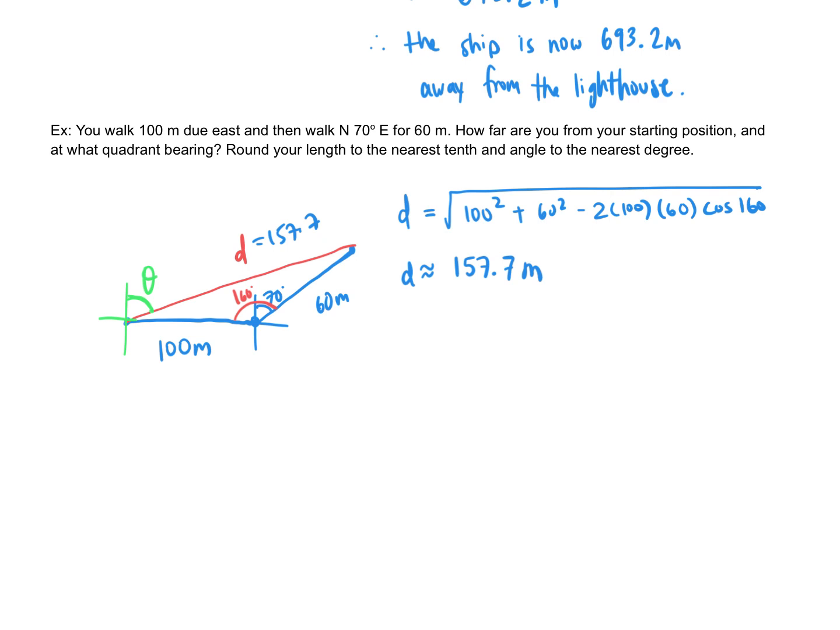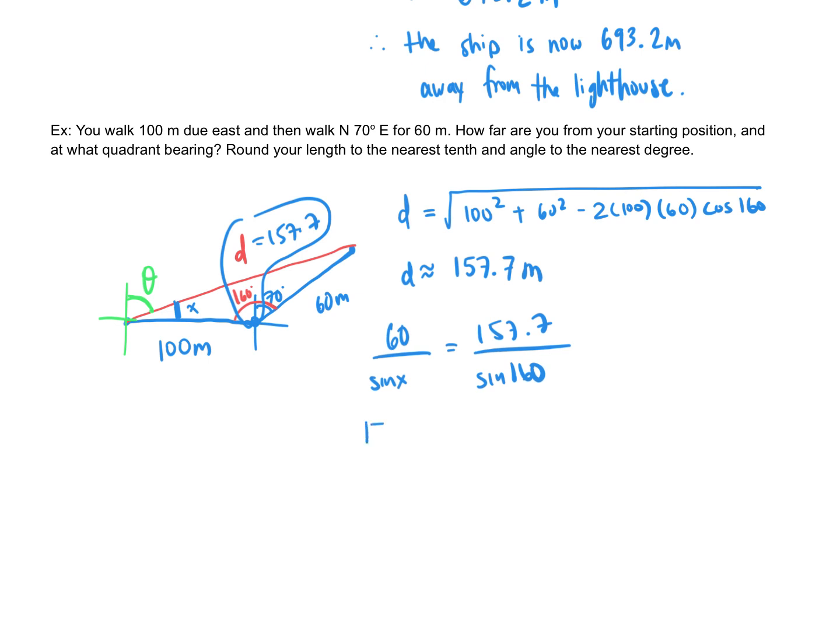This also opens up a nice full pair for us between the 160 and the 157.7. And if I need that angle theta, I can't find that right away, but I'm going to start off by solving for this angle here. I'll just label it x, because if I know that, then I can get theta really quickly. And now I can use a sine law. So 60 over sine x equals the 157.7 over sine 160.